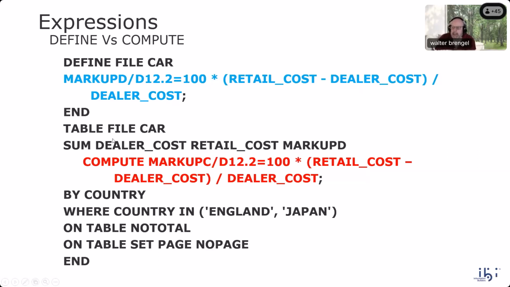Good point, Art. Table file car, sum dealer cost, retail cost, markup D, and then I'm going to compute the markup C, C for compute, so we can see the difference in the values. So markup C, D12.2, is exactly the same expression as markup D. There's no difference other than one's in blue and one's in red. To save space, I'm only doing England and Japan.